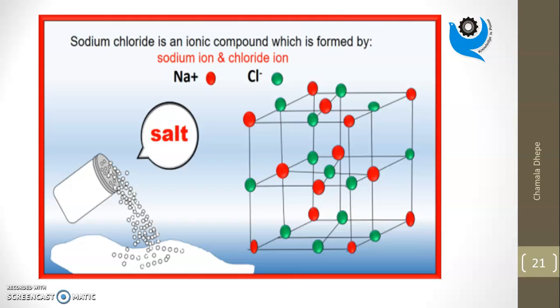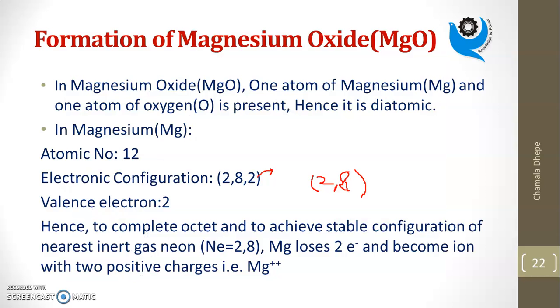So how is an ionic bond formed? An ionic bond is formed between ions, one positive and another negative. Okay, so let us proceed further. We will take one more example and we will stop this video. In the second part of this video, we are going to see the properties of electrovalent compounds.